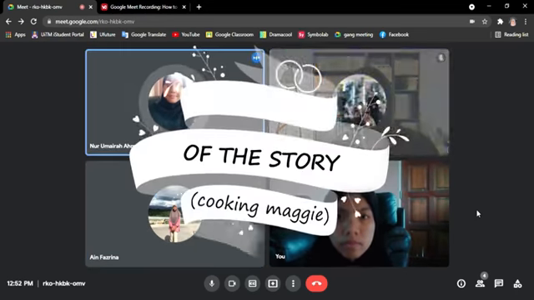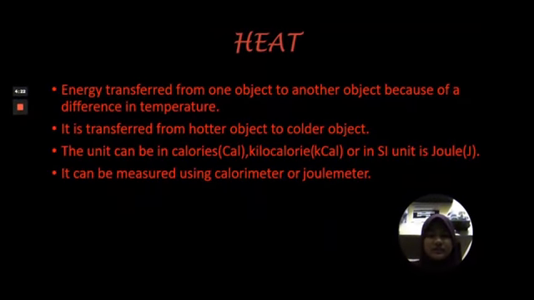Okay, first I'm going to explain about heat. Heat is energy transferred from one object to another object because of a difference in temperature. It is transferred from the hotter object to the colder object. The unit can be calories, kilocalorie, or in SI units it is joule. It can be measured using a calorimeter or joule meter.